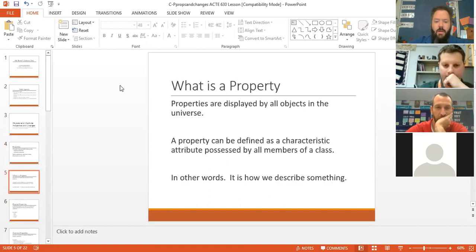As far as what is a property, they're displayed by all objects. A property can be defined as a characteristic or attribute possessed by all members of a class. I like to break this down into pretty simple terms. It's pretty much how we're describing something. Some of these are going to be really easy to identify. Other ones are going to take a little bit of work. And you'll see how between the two types, physical and chemical properties, that can come into play.